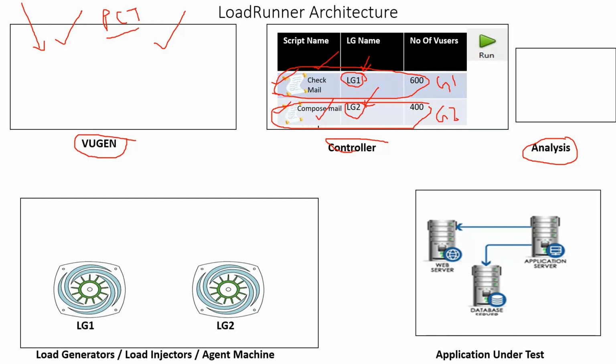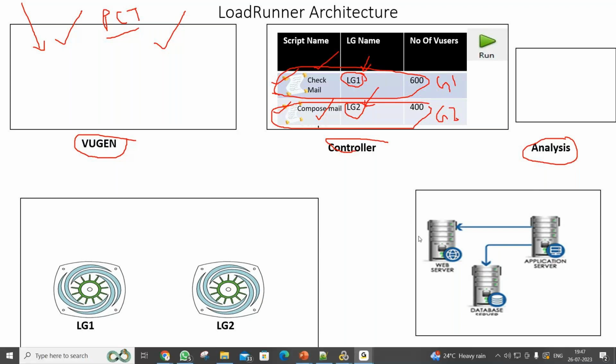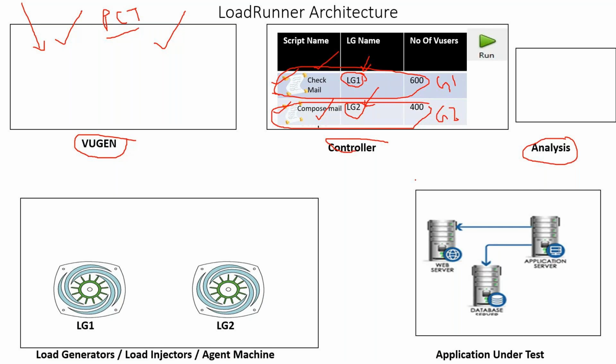Now the next question is, can two different groups have the same LG? Let's say G1 has LG1, and for G2 you can still assign LG1. In other words, can two groups have the same LG? Yes, absolutely yes, as long as that LG has the capability to give that many users.